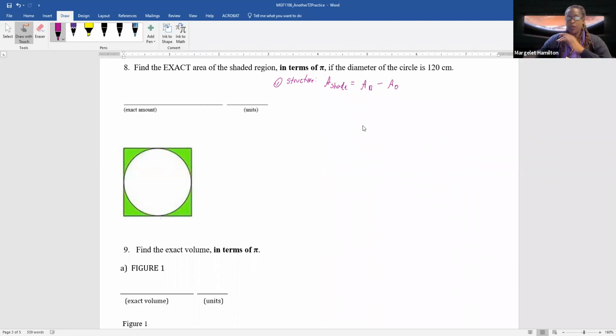Yep. Okay, this is my structure right here. I need the area of a square minus the area of the circle. Is everybody okay?